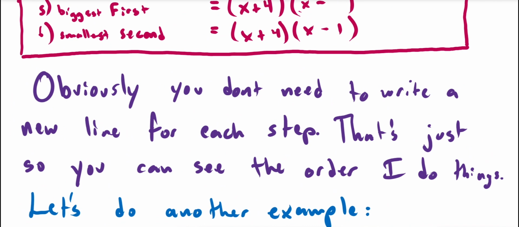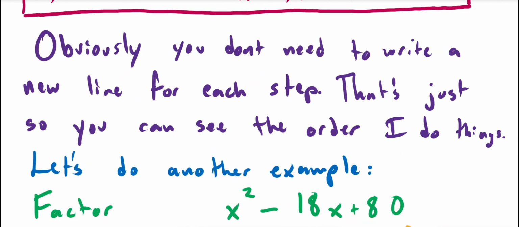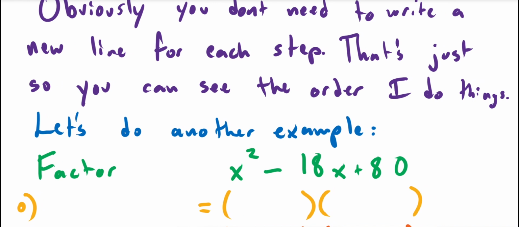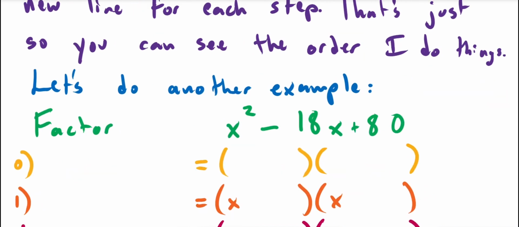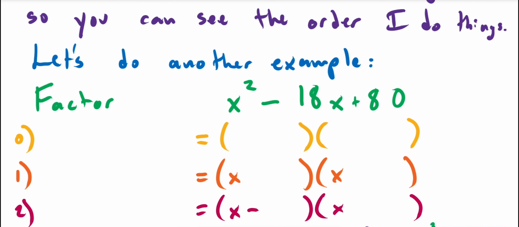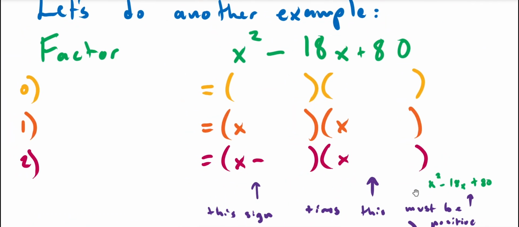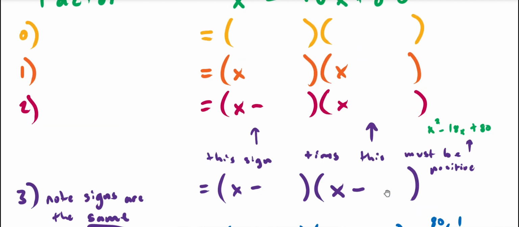Okay, let's do another example. Let's say I wanted to factor x squared minus 18x plus 80. First we want to write down some parentheses and put x's in the leading places. We drop this sign down and we say, what times this negative is going to give me a positive in my last place? Well, a negative times a negative gives me a positive in the last place.